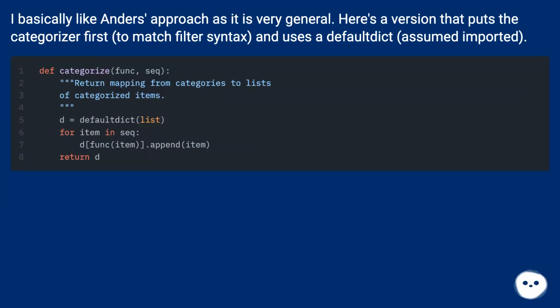I basically like Anders' approach, as it is very general. Here's a version that puts the categorizer first, to match filter syntax, and uses a default dict, assumed imported.